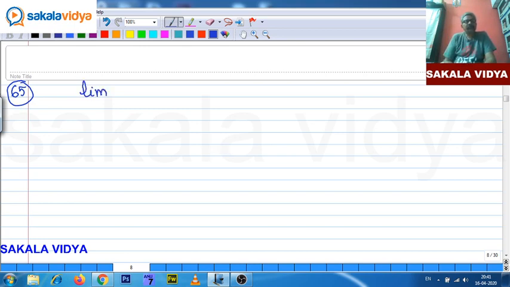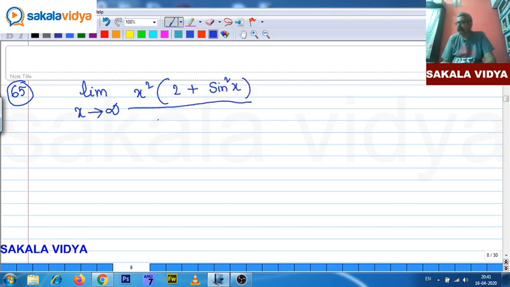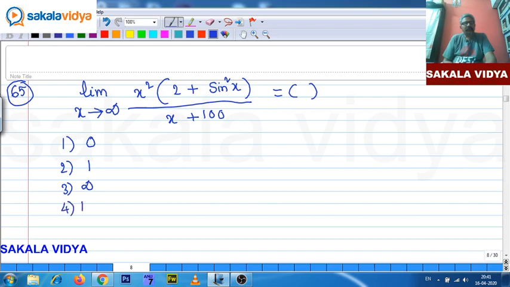Limit x tends to infinity, x square multiplied by (2 plus sin square x) upon (x plus 100) equals to. First option is 0, second option is 1, third option is infinity, fourth option does not exist.